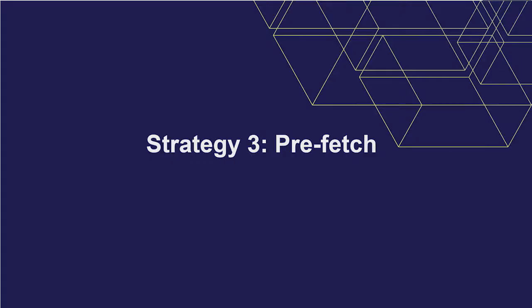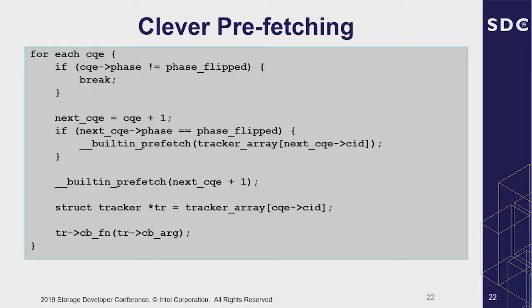This is again in the completion path. So it's that same scenario we were in before. I've already got it optimized to skip the request. And we're processing along the completion queue array. And we say we're going to process index 0 completion queue entry. Well, we go check completion queue entry 1, which is one ahead of us, here, the plus 1, and we say, is it done? Is this one also done? If so, prefetch its associated tracker.